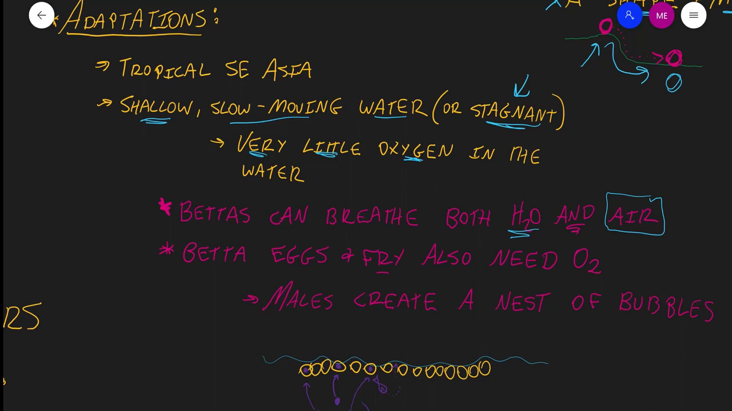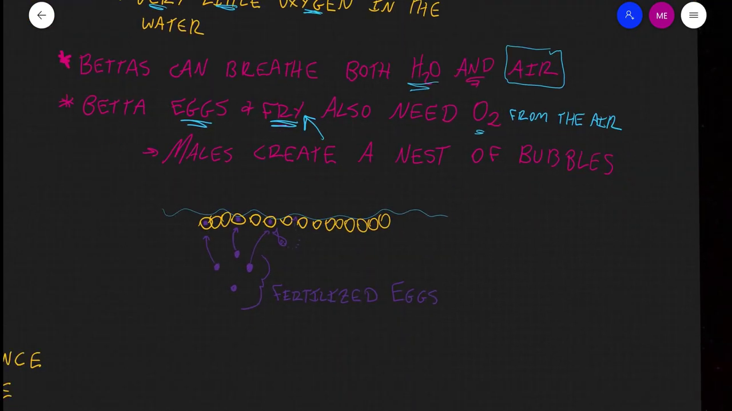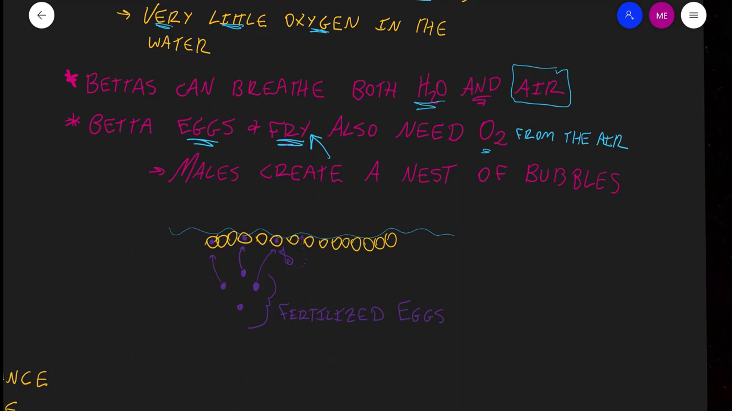But the adults aren't the only ones who need access to oxygen from the air. Both eggs and fry, which are baby fish, also need access to oxygen from the air. There just isn't enough oxygen in the surrounding water. For this reason, males have a very interesting parental behavior. Males do what's called bubble nesting, where they literally create a nest of bubbles like you might expect.